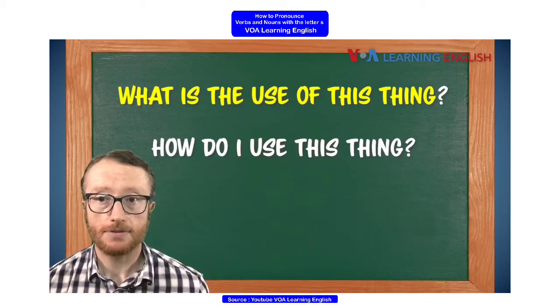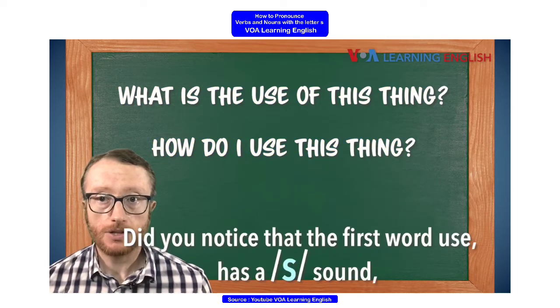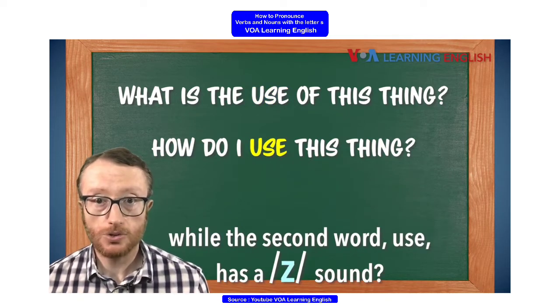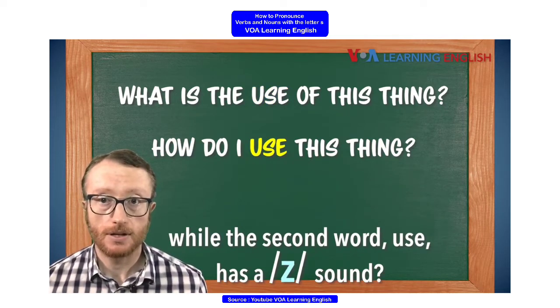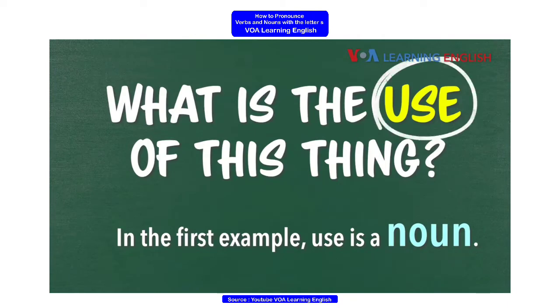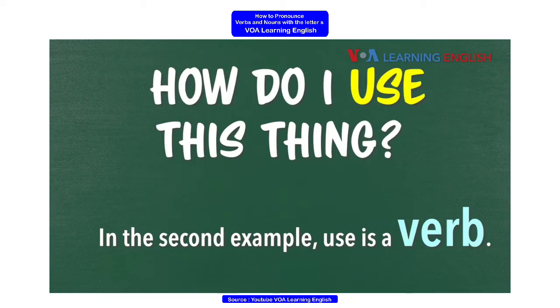What is the use of this thing? How do I use this thing? Did you notice that the first word, use, has an s sound, while the second word, use, has a z sound? In the first example, use is a noun. In the second example, use is a verb.